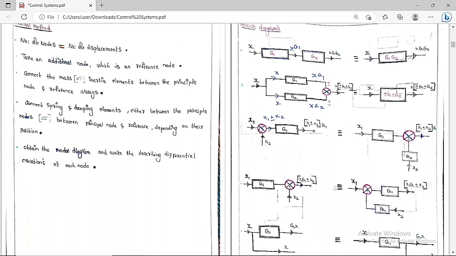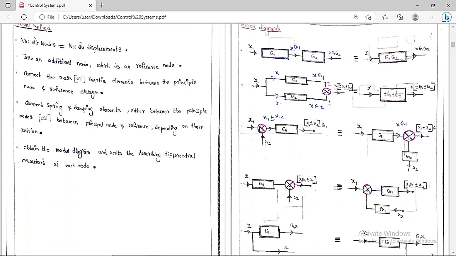Now I want to shift the summing point from here to here. Then what are the changes I need to do? Listen carefully. So this is the summing point I have taken from input to output. So here the input is x1. Here the gain is G1. So what is the output here? Which is x into G1. So I keep the summing point here, plus minus.